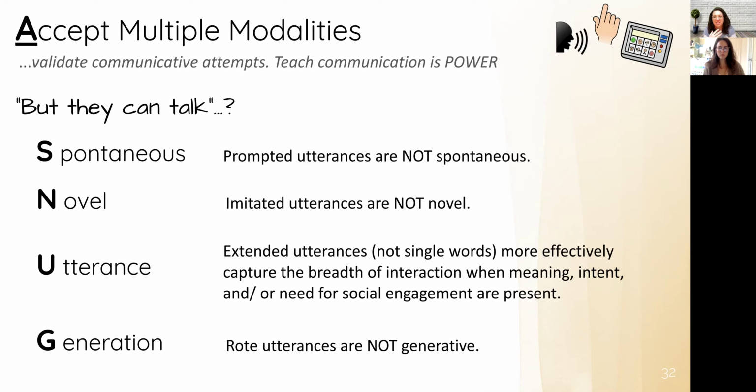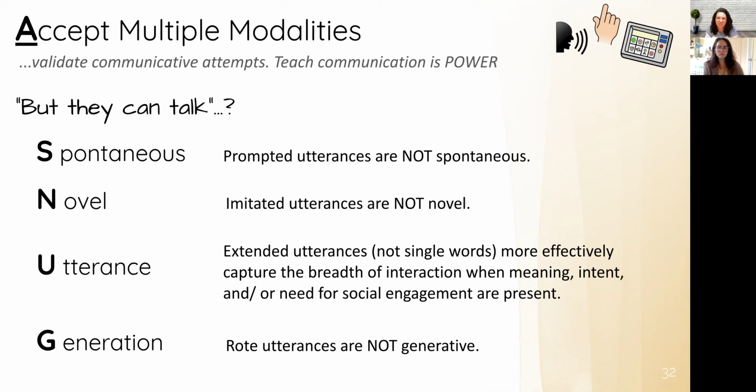Novel. If it's an imitated utterance, it's not novel. It's not new and unique again. Expanded utterances, not single words, more effectively capture the breadth of an interaction when meaning, intent, and or need for social engagement are present. And then generation, again, those rote utterances I kind of spoke about, like rehearsed. They memorize these utterances. Some of our kids get really good at this, where they have just certain utterances and phrases that they have learned, and they know when to use them, but they're never changing them or varying them or anything like that. So if that's happening, then it's not generative.